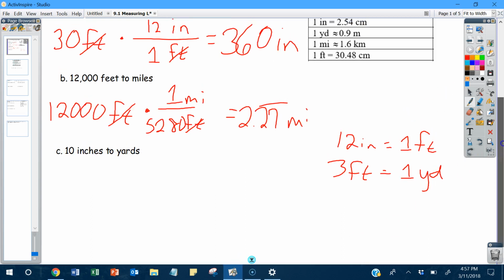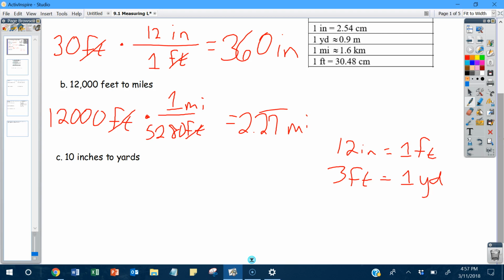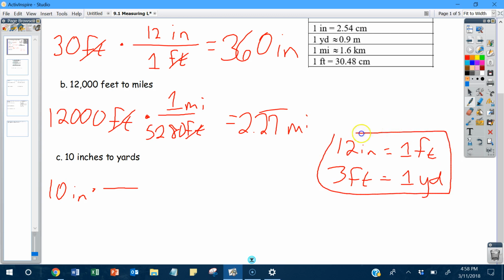But I can do the same kind of dimensional analysis here. I'll start with 10 inches, and then I want to multiply by a unit fraction that goes from inches to yards. Well, I don't have something here in my brain that converts from inches to yards, but I can convert inches to feet, and I can convert feet to yards. So this process is actually going to allow me to do the conversion twice. I can just make 2 unit fractions.